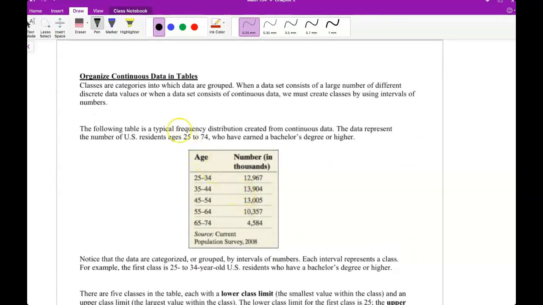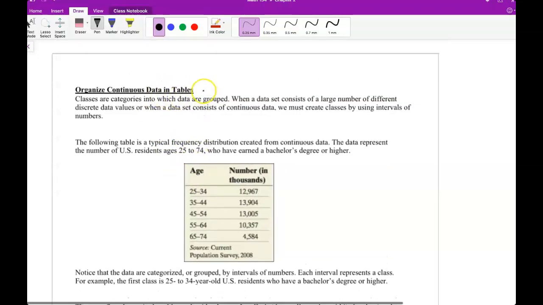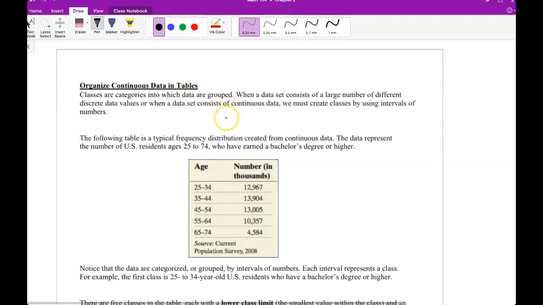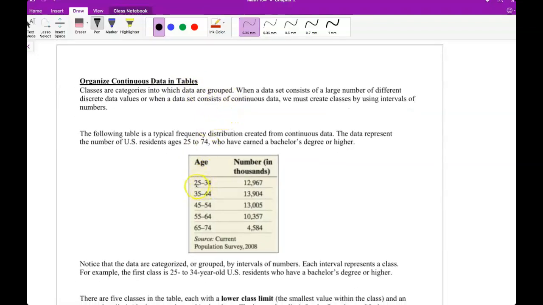Next page, we want to organize continuous data in tables. So instead of having discrete data, now we have continuous. When we have continuous data, we're going to use intervals because we don't know exactly how many numbers we have. That's why we're going to use intervals.